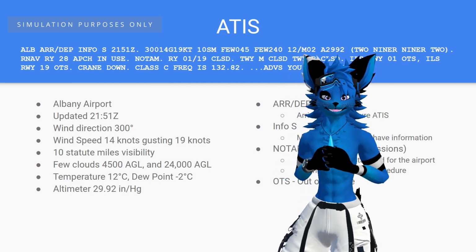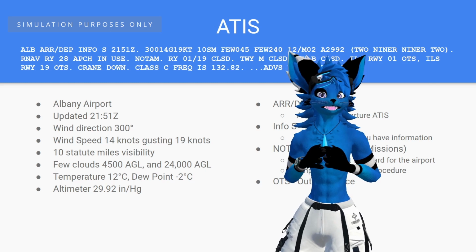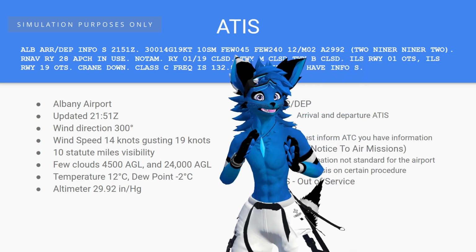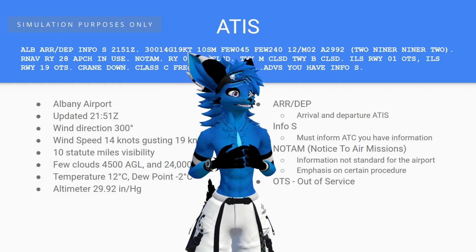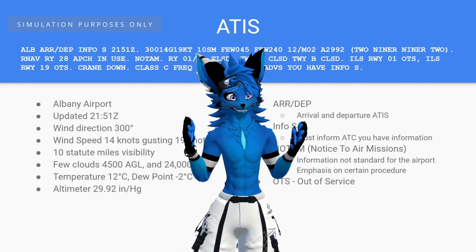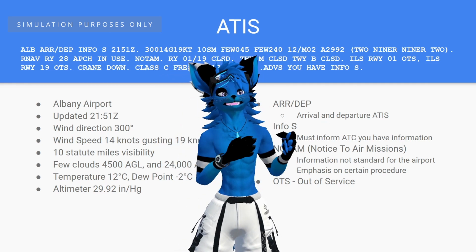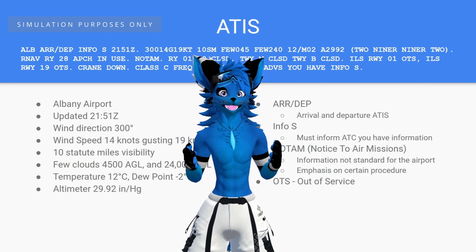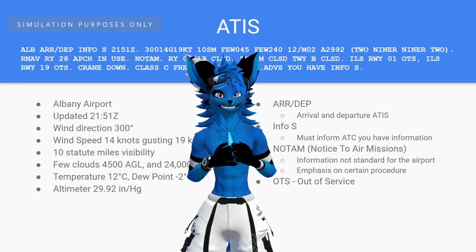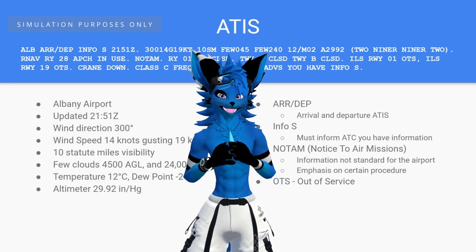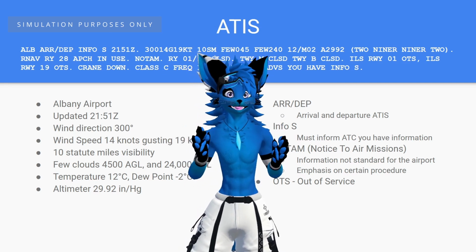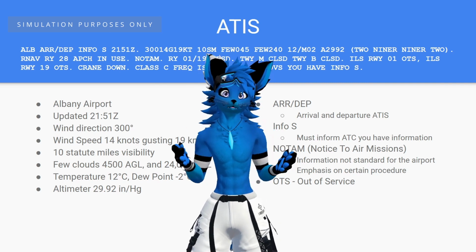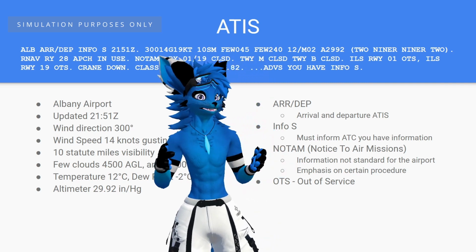Next is really what makes the ATIS unique from the METAR. So we're going to go into all of the specific procedures that are going on at Albany Airport right now. RNAV runway 28 approach in use. That means that they are landing on runway 28 and they're using the RNAV system to do it. So if you're flying IFR into Albany, you can expect air traffic control to give you the RNAV 28 approach. NOTAMs, which is notice to air missions, means that there is either something not standard happening at the airport, or there's some information that the controllers want to emphasize.